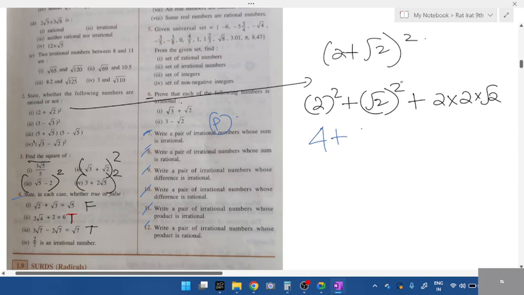Root 4 is what? Whenever I told, it gets cancelled. Whenever, what did I tell? Whenever you get a value like this, root 4 is what? Root 4 is 2, right? Next.